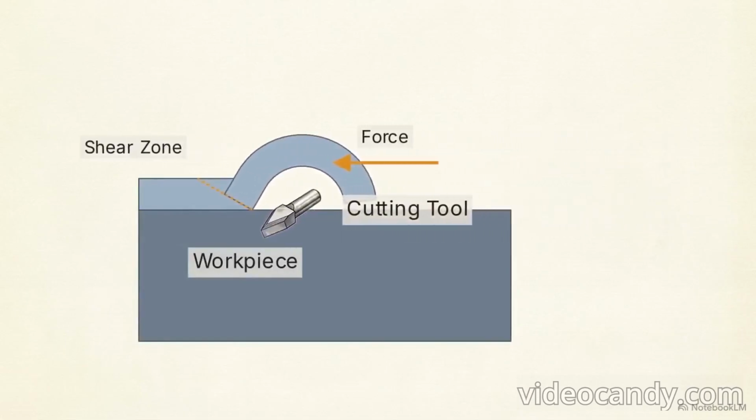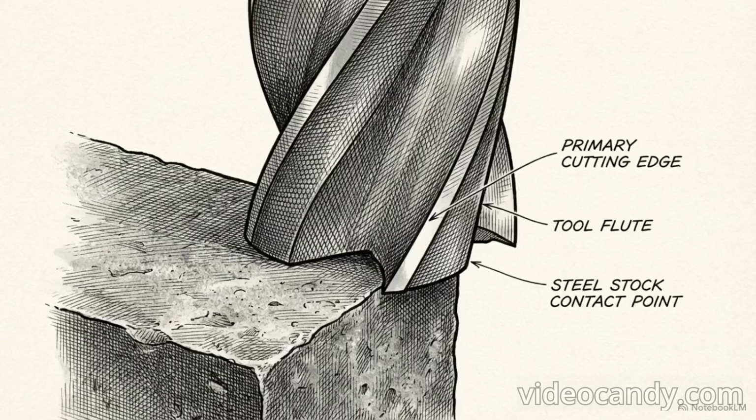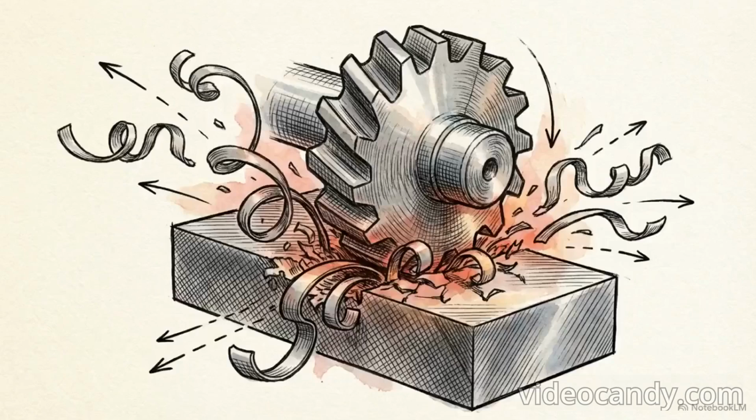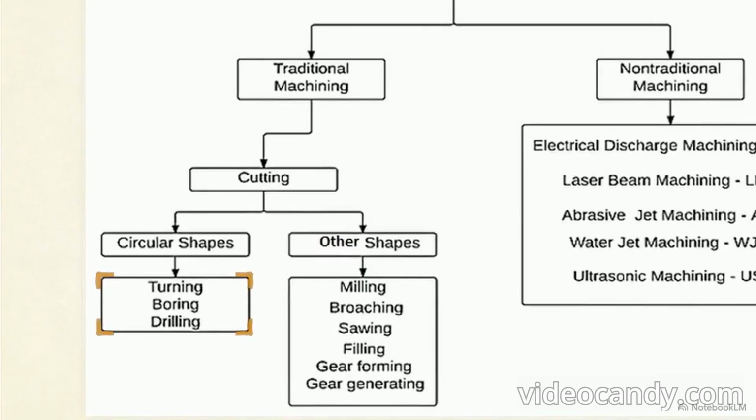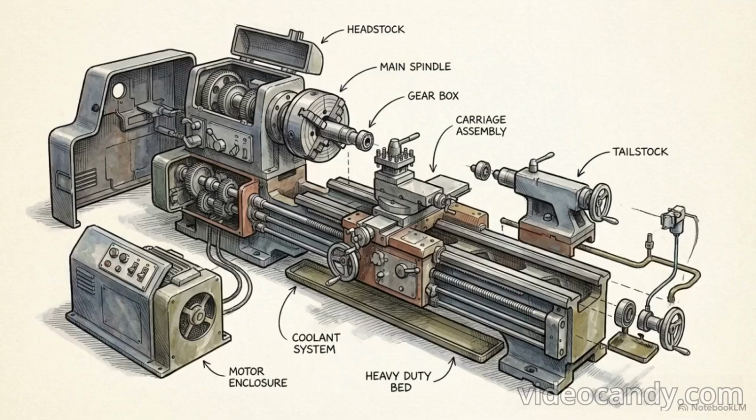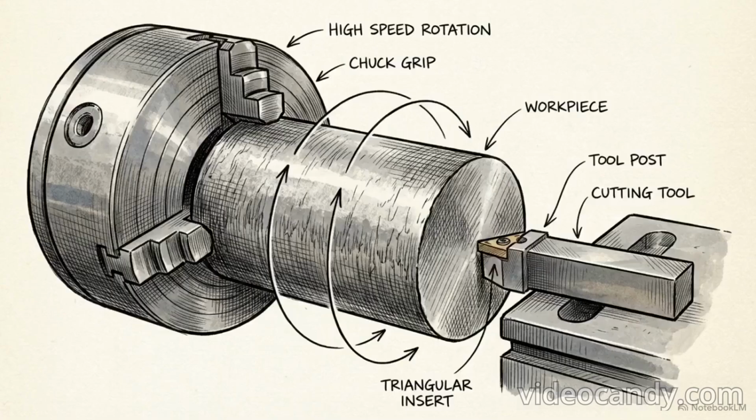Let's start with traditional machining. By definition, this is the removal of material through direct mechanical shear. The entire process relies on the physical dominance of a cutting tool. The tool must be strong enough to forcefully tear ribbons of material away from the weaker raw stock. Looking back at our taxonomy chart, traditional cutting divides based on the desired geometry. The branch for circular shapes outlines the methods used to create cylindrical parts. Turning, boring, and drilling are the primary operations dedicated entirely to generating these round profiles.